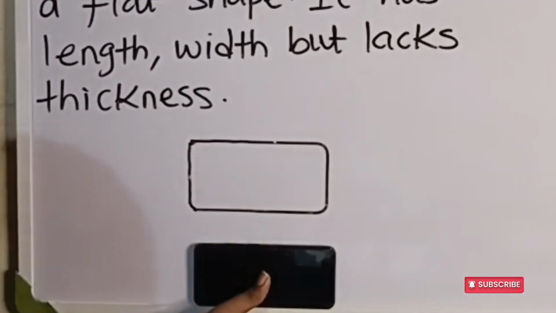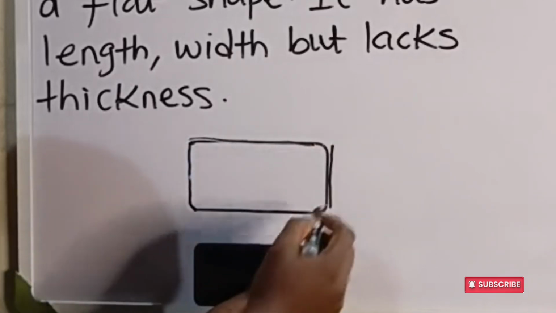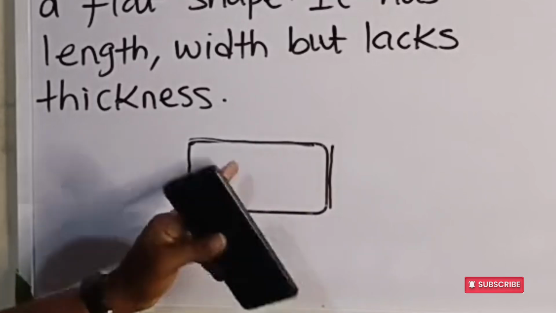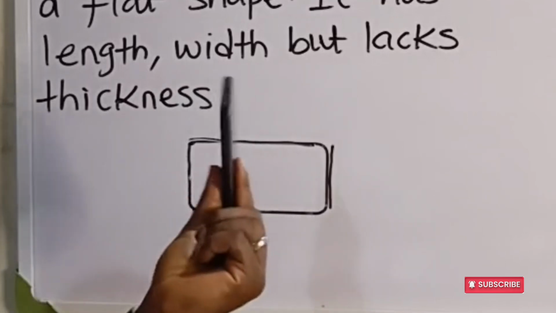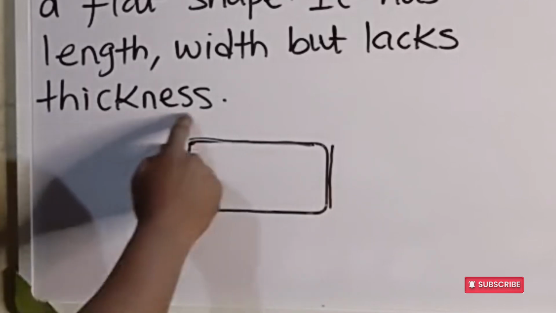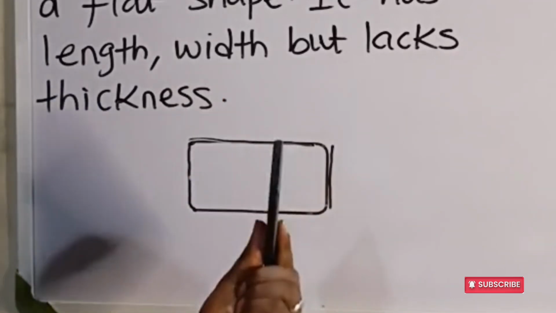Why is it a 2D shape? It has length, it has width, but there is a third part this phone has that this shape does not have. This phone has a part of it that I can hold like this. This is called the thickness of the phone. So the phone has a thickness, therefore I can handle the phone.